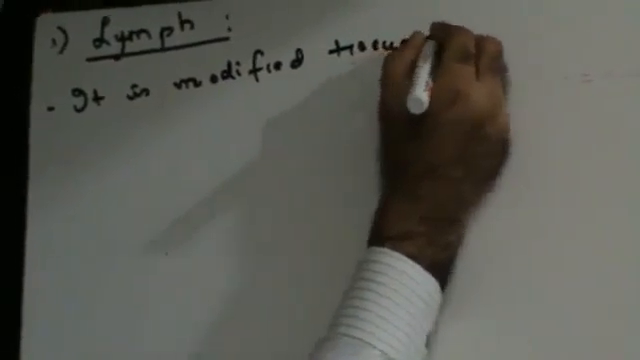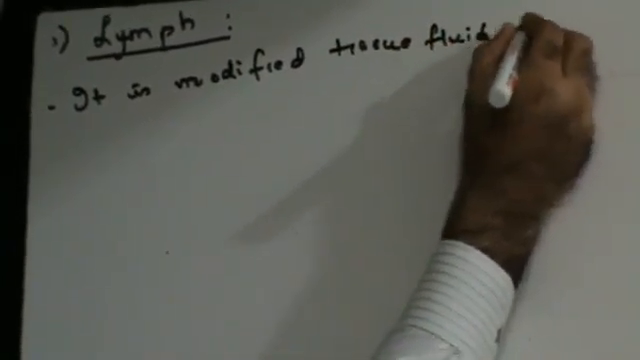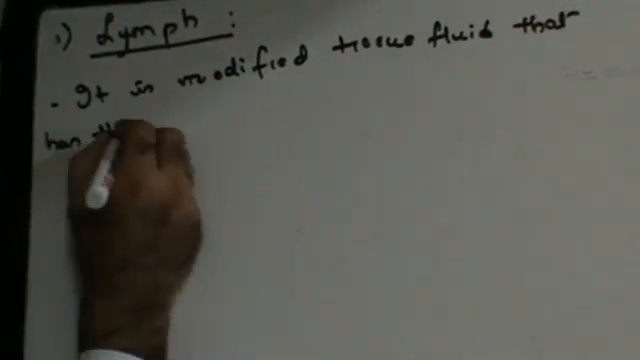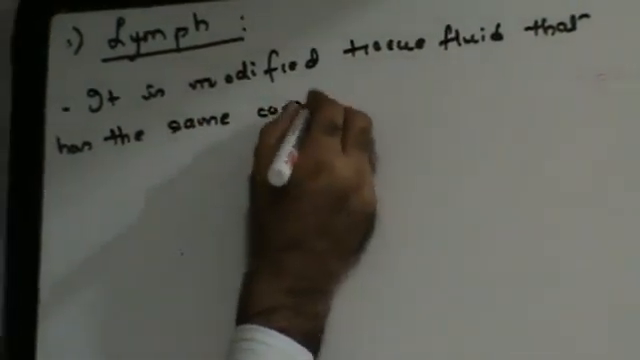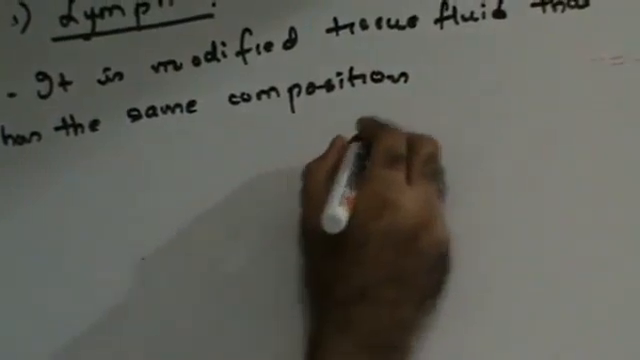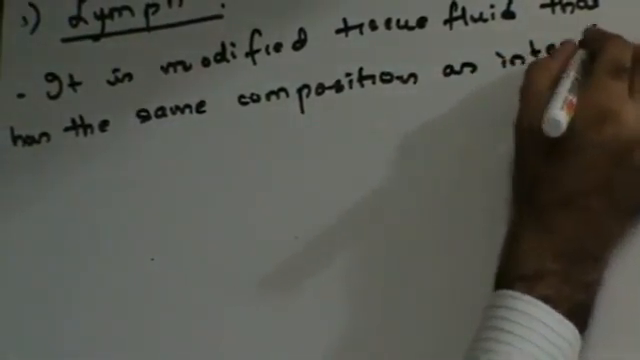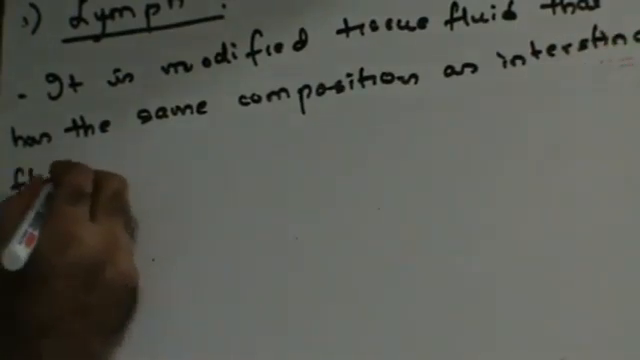Let's see what is lymph. What do I understand by lymph? It is a modified tissue fluid that has the same composition as the intestinal fluid. Right? That is what lymph is.